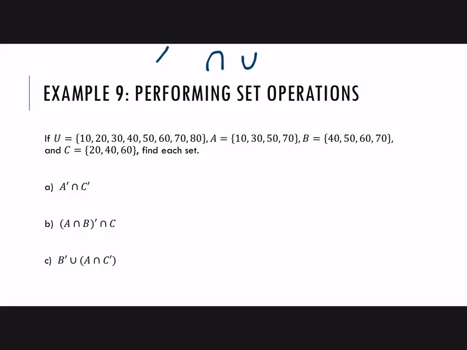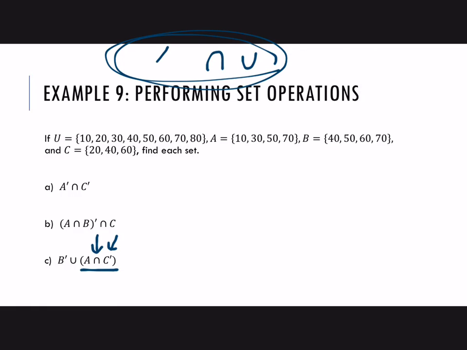But in the second one, there are parentheses, so I always do that first. So I'm going to do the parentheses, which is actually an intersection, do that first, then do the complement, and then go back and do this intersection. And then in the last one, I do parentheses first. Inside parentheses, I have two operations. There's an intersection and a complement. So following along with this order, I will do the complement first, followed by the intersection.